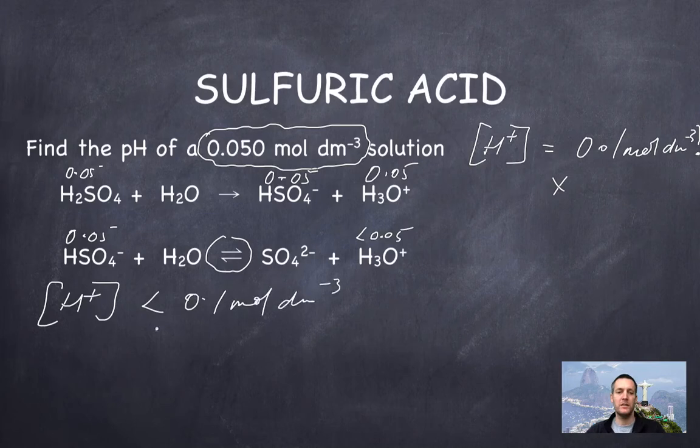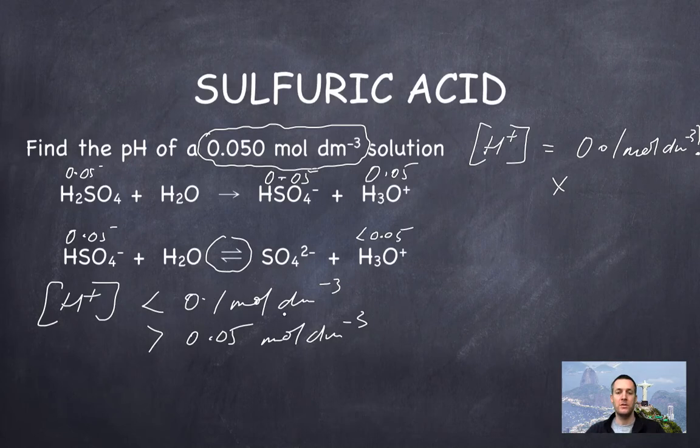I can also say it's going to be greater than 0.05 moles per dm cubed, but it's hard for me to say exactly what the concentration of H plus is or how acidic this solution is, because I don't know the degree to which this one ionizes. So it's hard for me to say what the pH is.